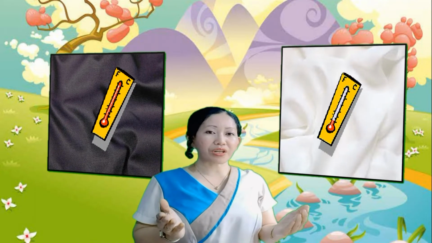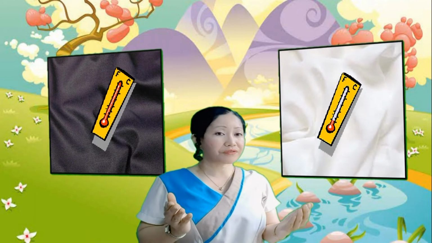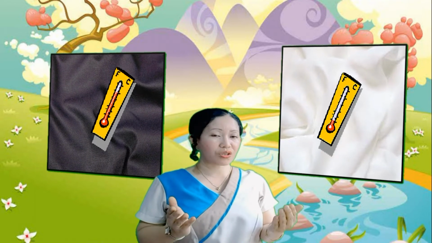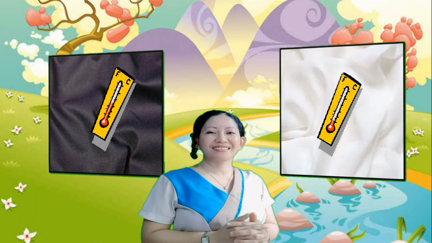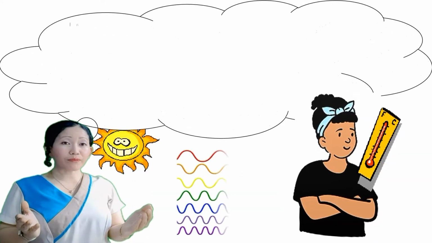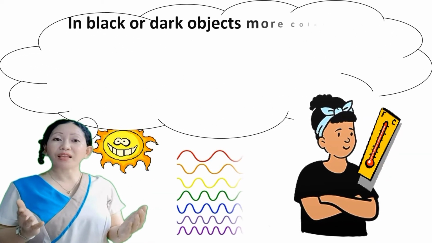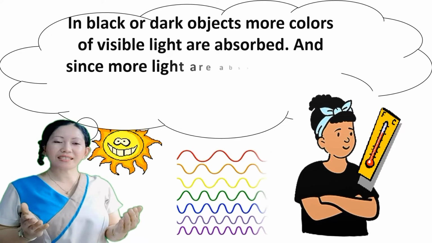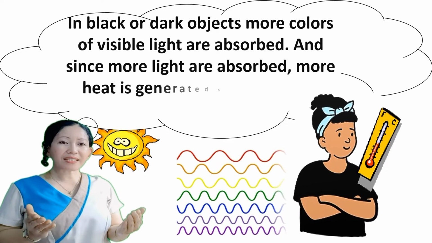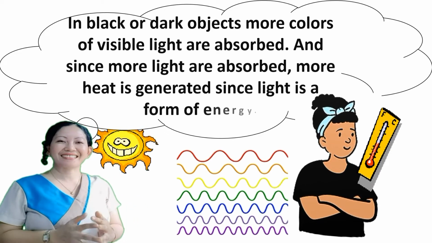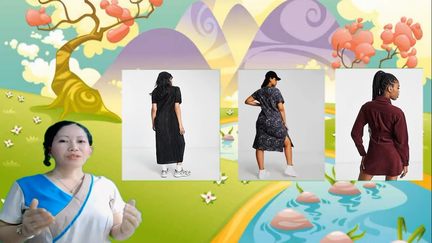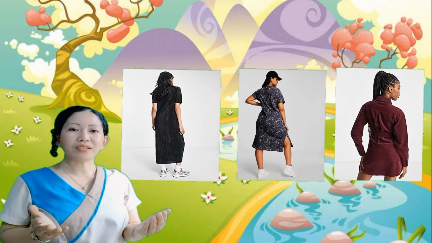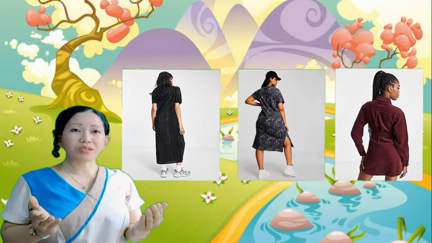Meanwhile, black fabric absorbs all the colors of the light and is therefore warmer than white fabric, which reflects all colors. In black or dark objects, more colors of visible light are absorbed, and since more light is absorbed, more heat is generated, since light is a form of energy. So, clothes with dark colors such as black, gray, and maroon are preferred during cold weather.